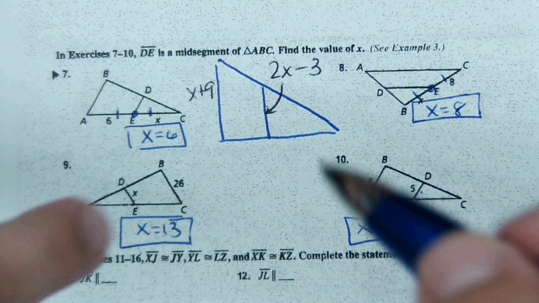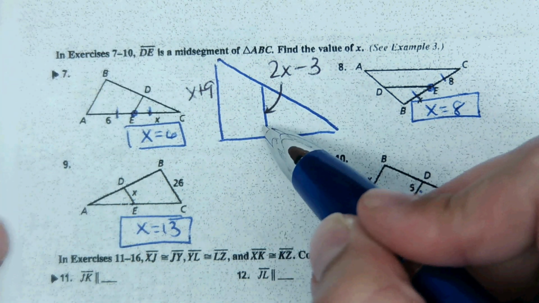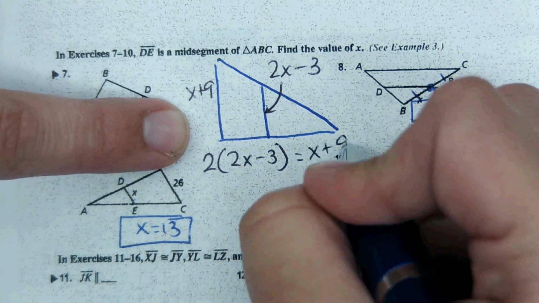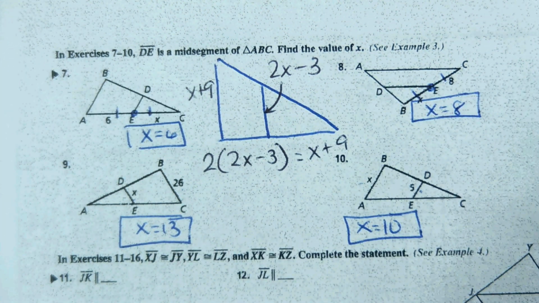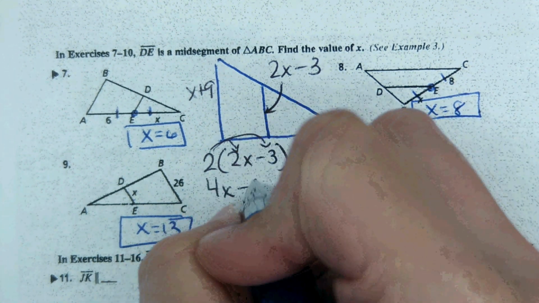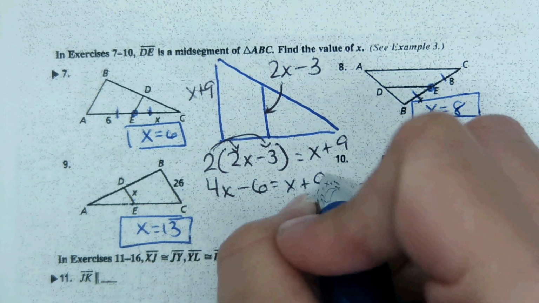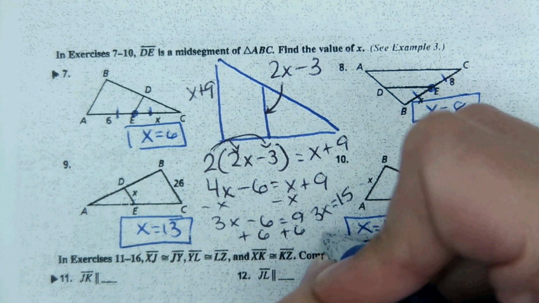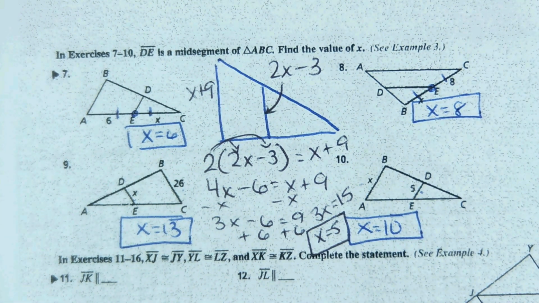So to solve it, remember this is half of the length of this, or 2 of these would equal this length. So we can do 2 times 2x minus 3 equals x plus 9 and solve it that way. So I'm going to distribute the 2 to both of those terms. And it comes out to x equals 5.